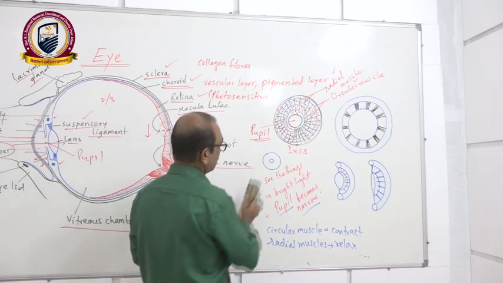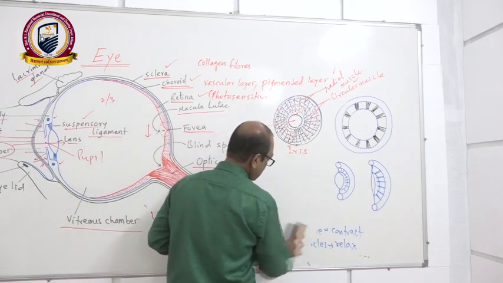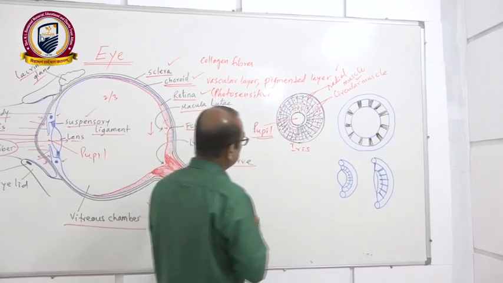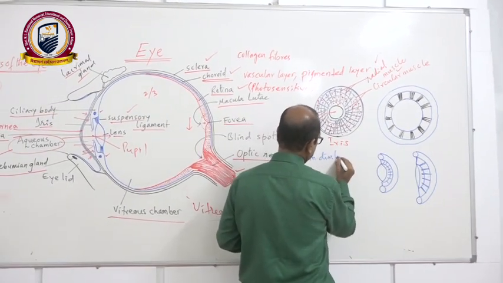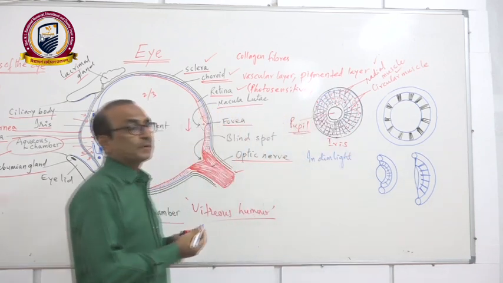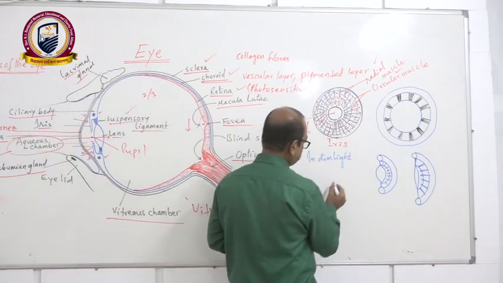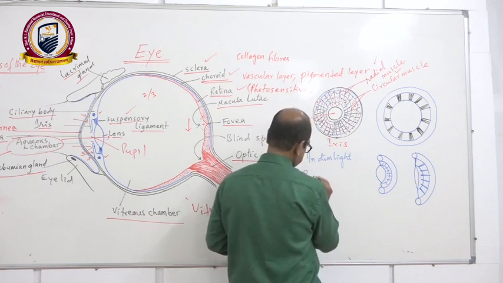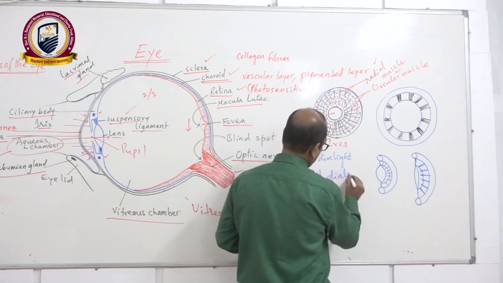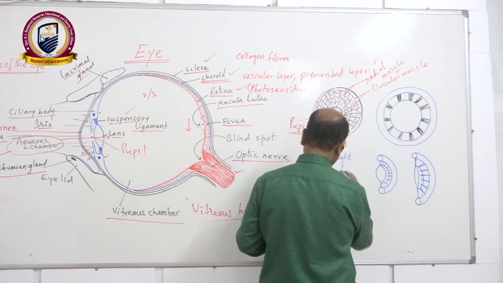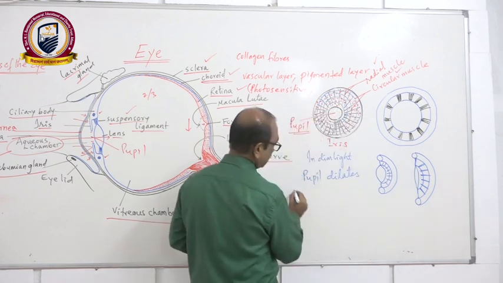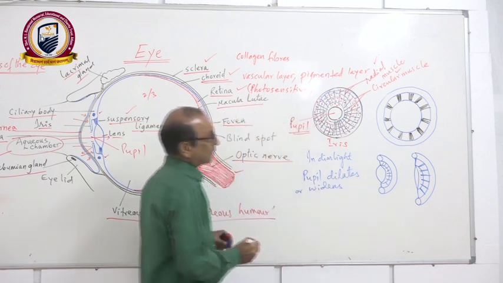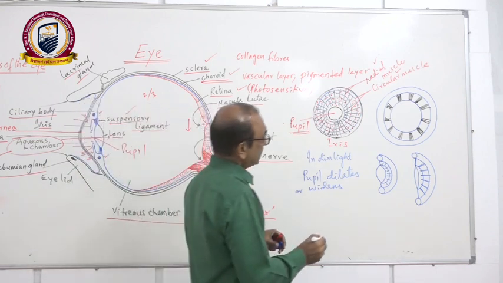Now let us see what happens. In dim light, or in less light, the pupil becomes larger. So what happens? The pupil dilates, or widens. How does this happen? Let us see.